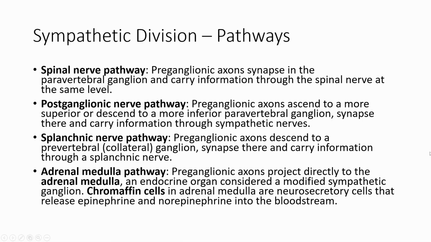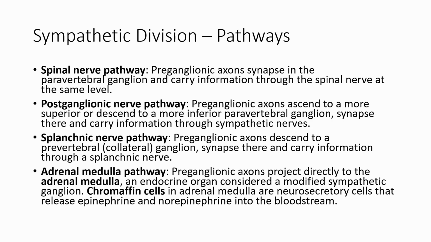The splanchnic nerve pathway is where the preganglionic axons descend to a prevertebral or collateral ganglion, synapse there, and then go through a splanchnic nerve. So if you see splanchnic nerve, you can think splanchnic nerve pathway. Makes sense. And then the one that I pointed out when we were looking at the picture was the adrenal gland and the adrenal medulla pathway, where the preganglionic axon went straight to the adrenal gland.